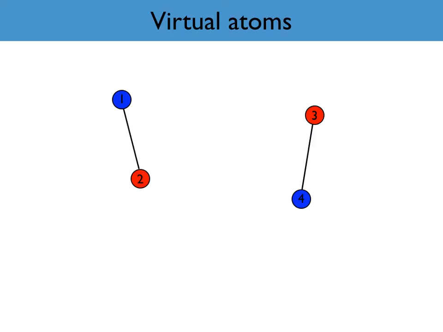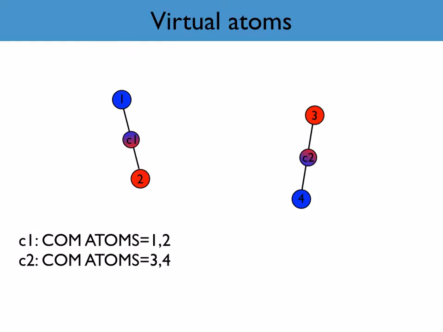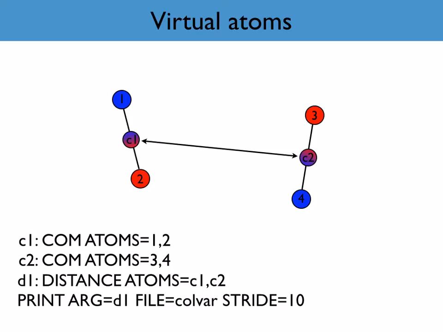What we might really want, though, is the distance between the two centres of mass of the molecules. We can calculate the positions of the centres of mass by using the COM command. These centres of mass can then be referenced in other commands by using the labels C1 and C2 of the two COM commands. We can thus calculate and print the distance between centres of mass that we require by using the following instructions.